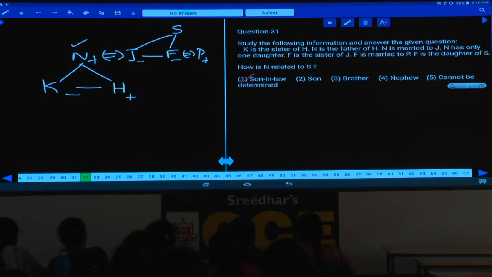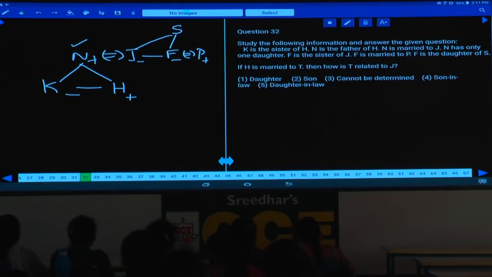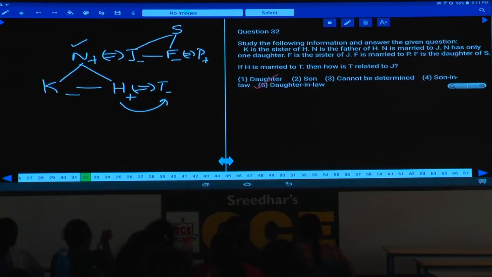Then question number 32. If H is married to T, H is a male and T is a female, then how is T related to J? J's son is H and the son's wife is the daughter-in-law, that is choice 5. Question number 32 is choice 5.